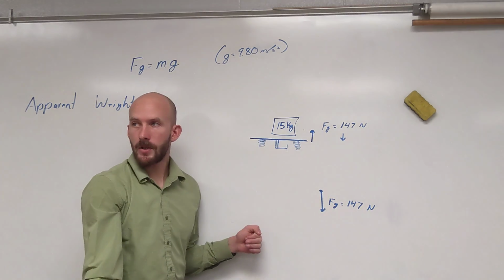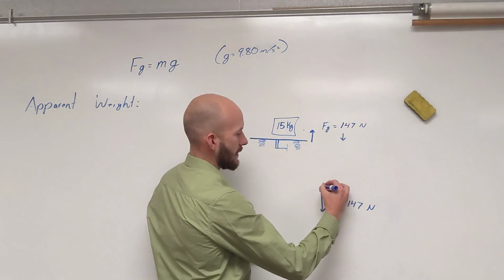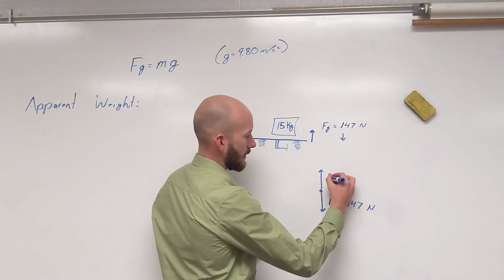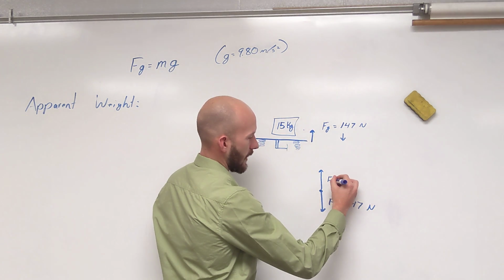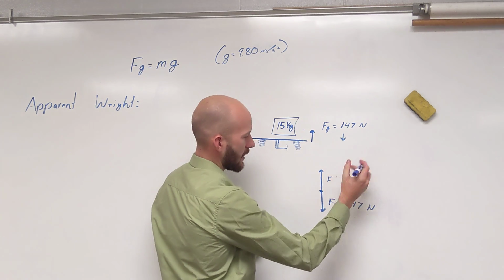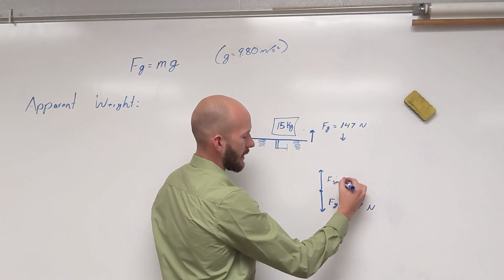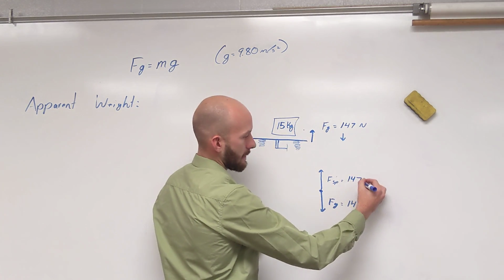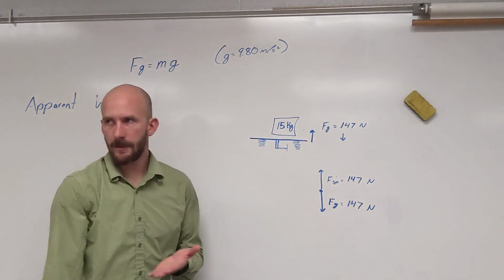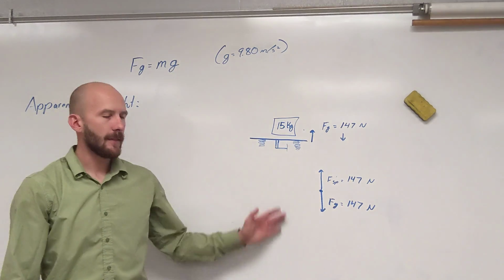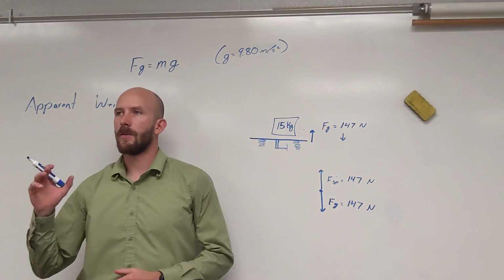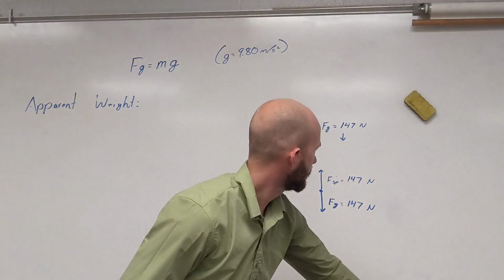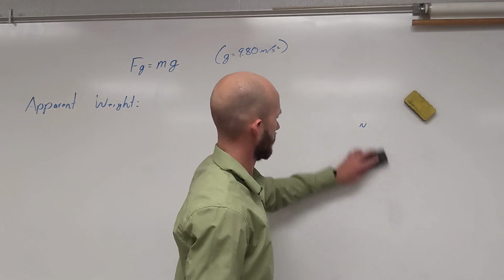You have weight force acting downward, and then the scale, you can put SC for scale, or a lot of times they'll probably do SP for spring force, will be equal and opposite, right? Okay, that's going to help us understand what goes on with apparent weight.